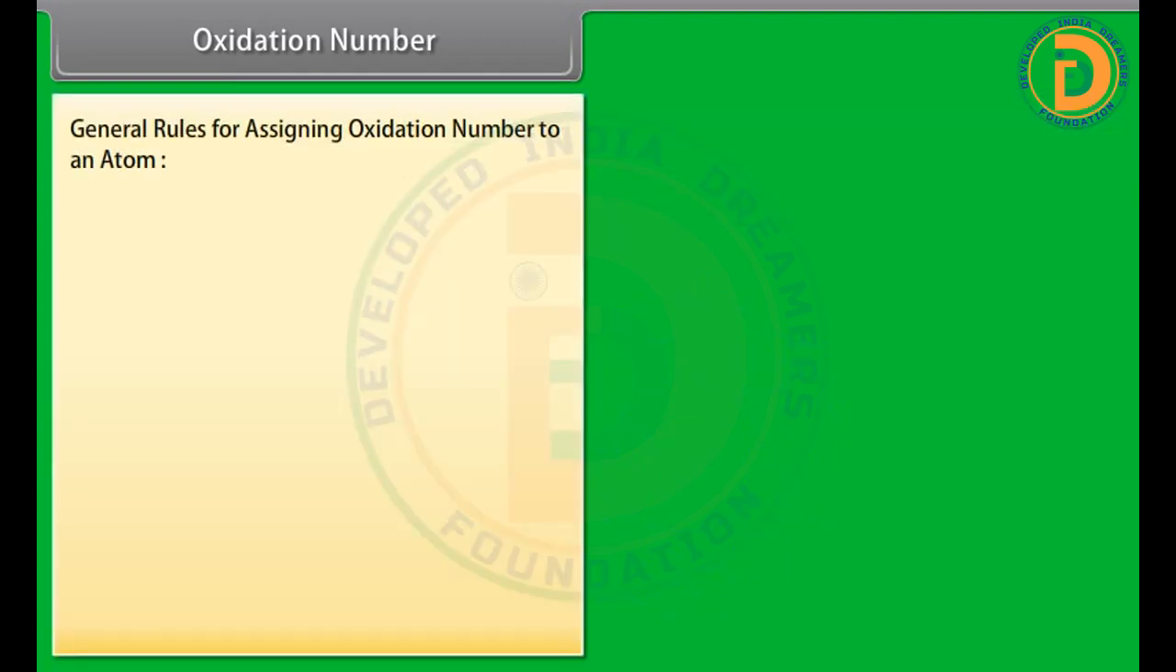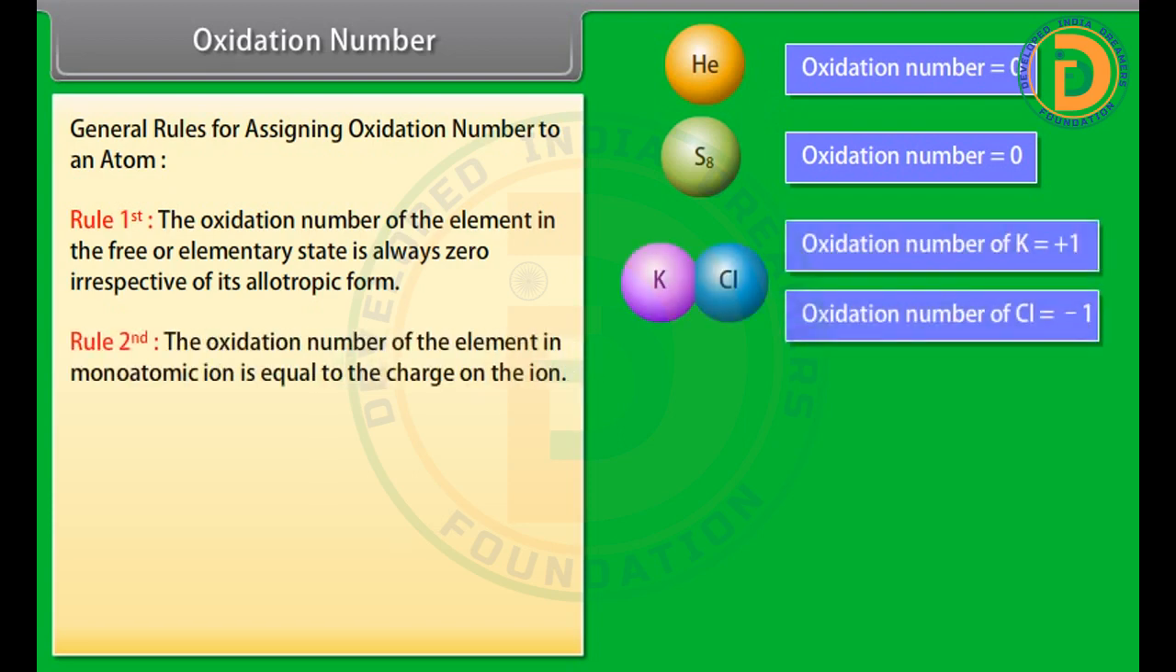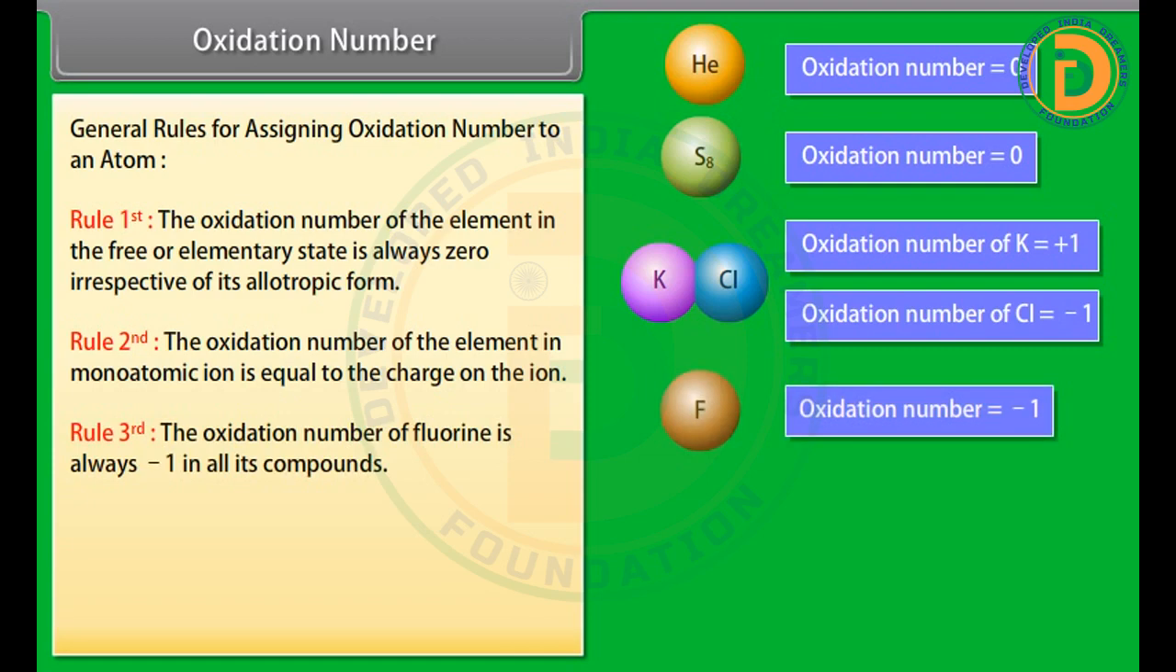General rules for assigning oxidation number to an atom. Rule first. The oxidation number of the element in the free or elementary state is always 0, irrespective of its allotropic form. Rule second. The oxidation number of the element in a monoatomic ion is equal to the charge on the ion. Rule third. The oxidation number of fluorine is always -1 in all its compounds.